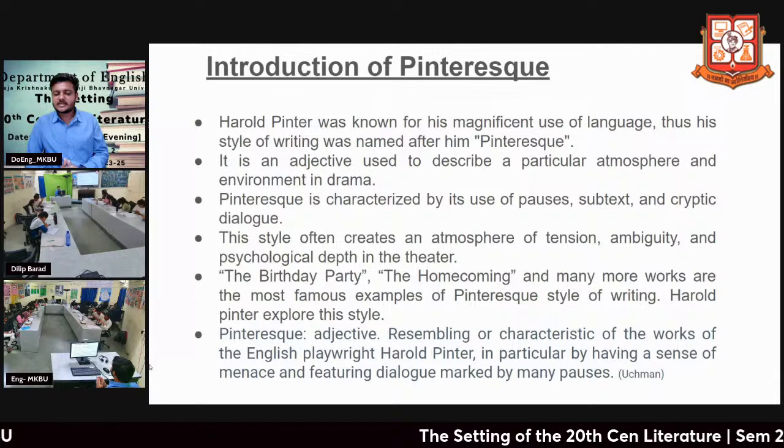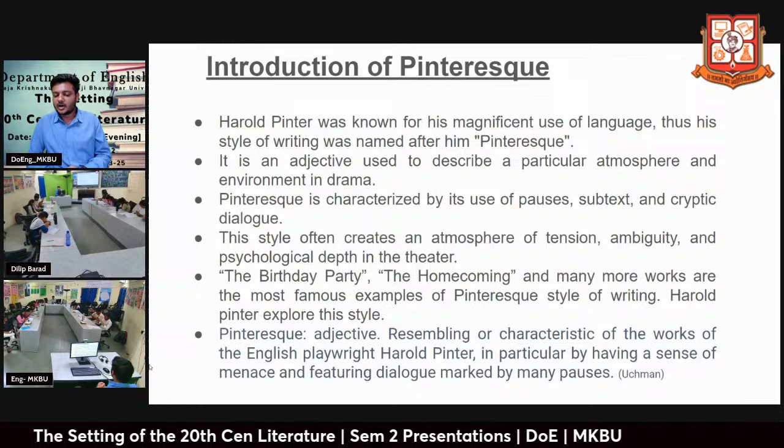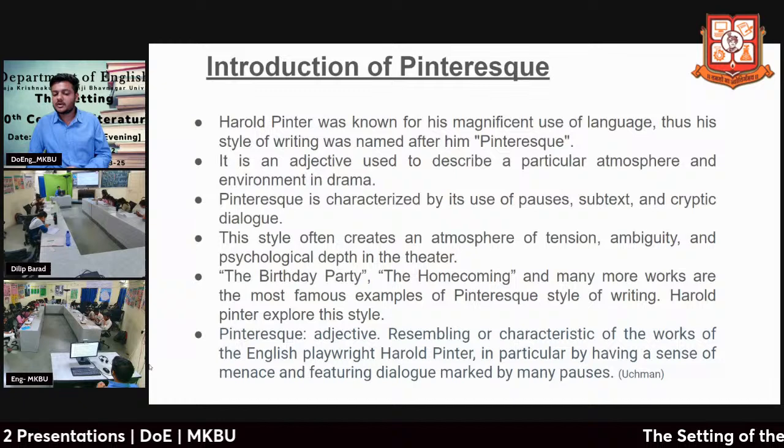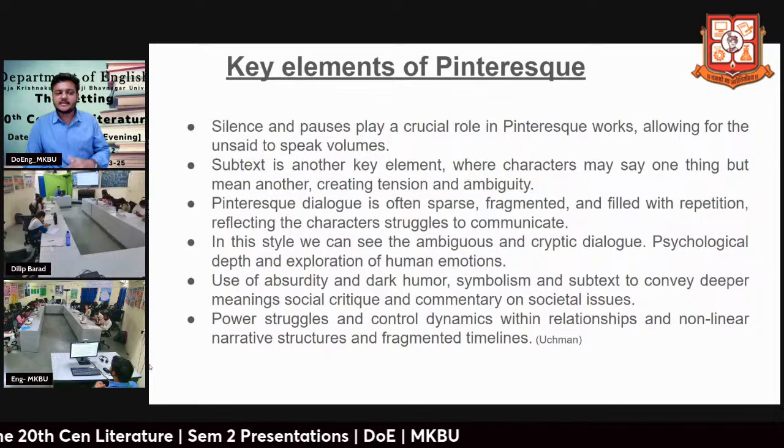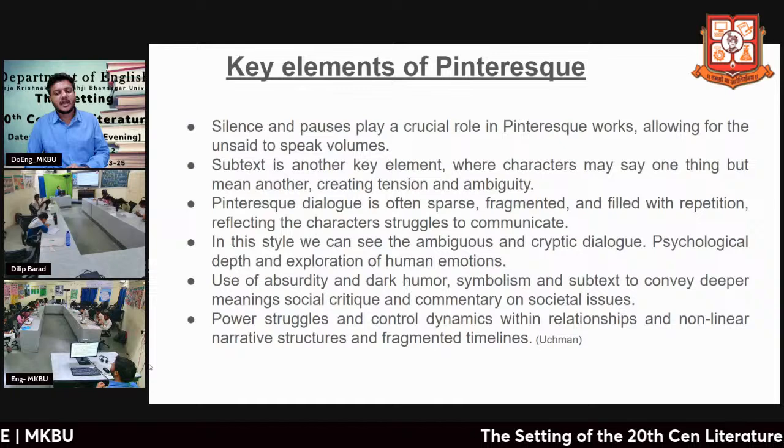Pinteresque: an adjective resembling or characteristic of the works of the English playwright Harold Pinter, in particular by having a sense of menace and featuring dialogue marked by many pauses. Among the key elements of Pinteresque, we identify silence and pause. Silence speaks louder than words, and silence and pauses play a crucial role in Pinteresque works, allowing the unsaid to speak volumes and reveal unsaid truth.